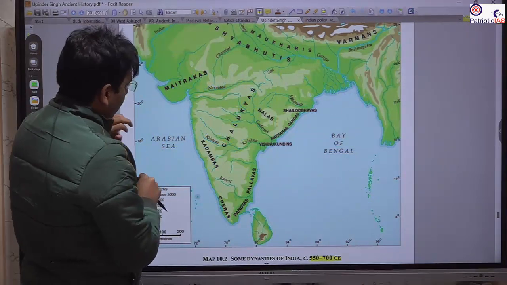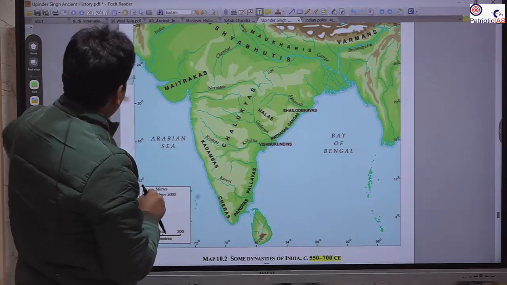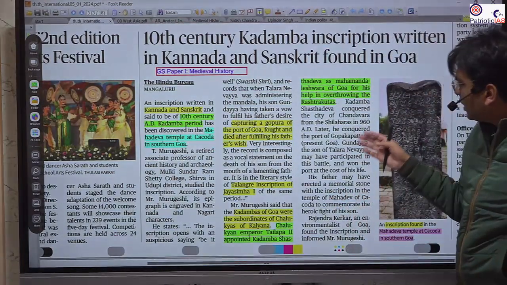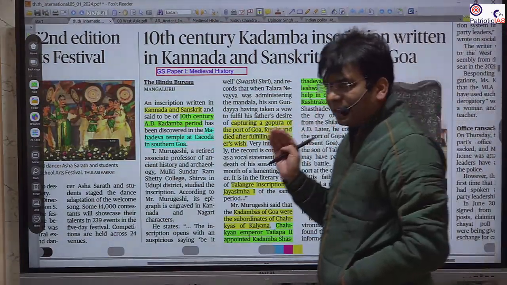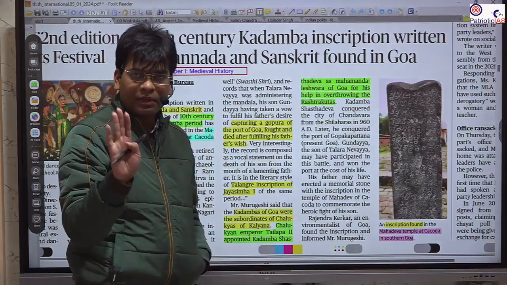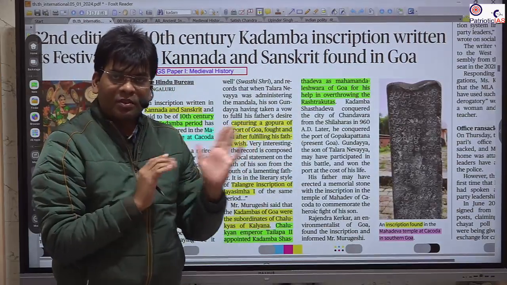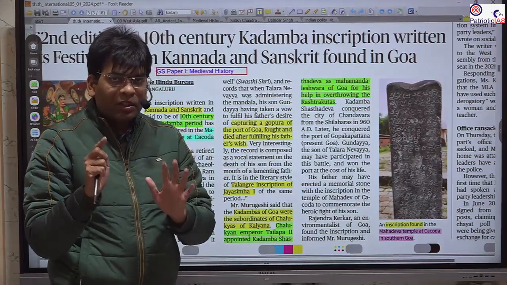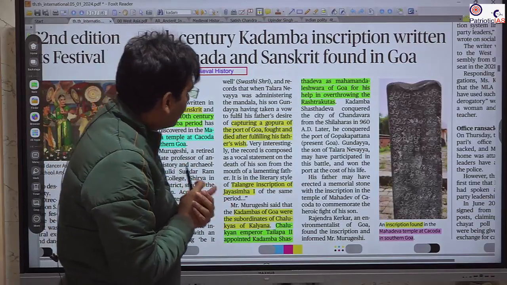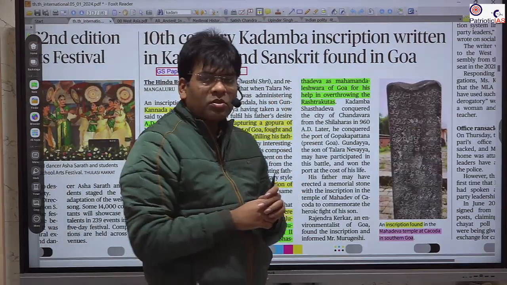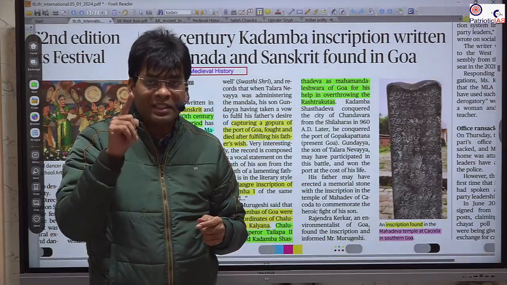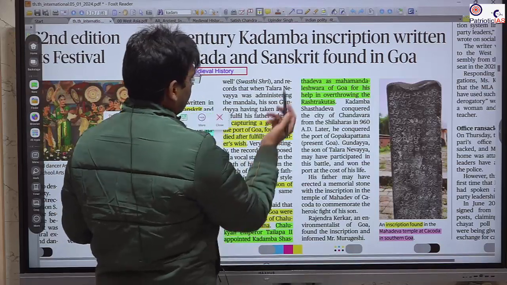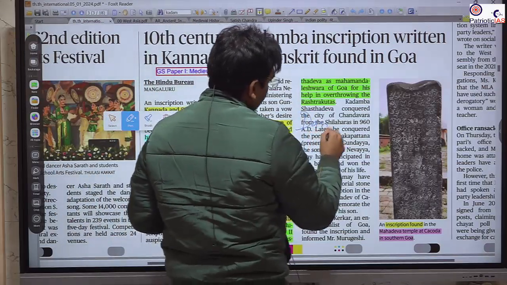You should further know about the Rashtrakutas. Okay. So the Rashtrakutas were started by Dantidurga, particularly in 757. This 57 is important. 1857, the revolt against the British, the first revolt. So this Rashtrakuta dynasty was started by Dantidurga. So you should know the name. Dantidurga.